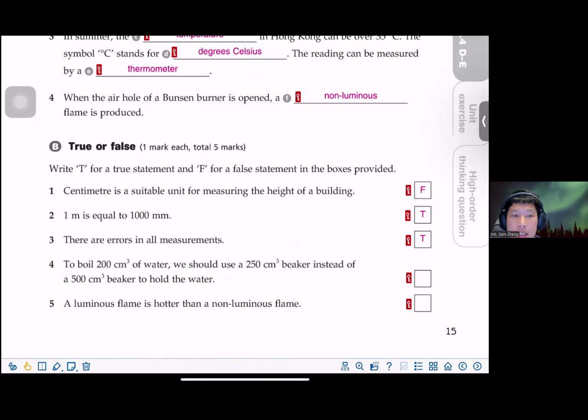Next, when we boil 200 cm cubed of water, we will use a 250 cm cubed beaker instead of a 500 cm cubed beaker to hold the water. Definitely it should be false. Even though a 250 cm cubed beaker is good enough to hold this 200 cm cubed of water, due to the boiling there will be some pumping action.